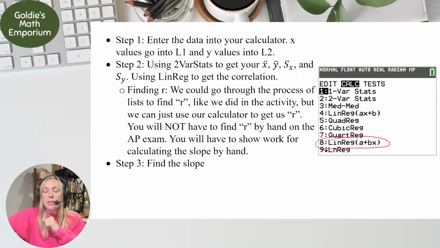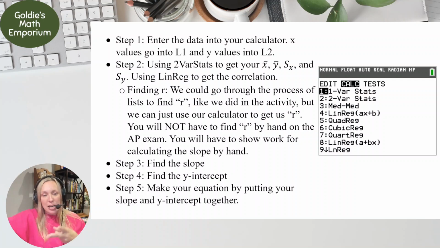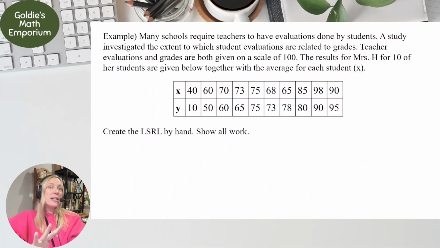I'll go through the steps with an example in a moment. We're going to find r. Once we have those 5 values, your means, your standard deviations, and the r value, then you can find the slope, then you can find the y-intercept, and then you can make your equation by putting them together. Okay? So let's do an example of all of those steps, right?